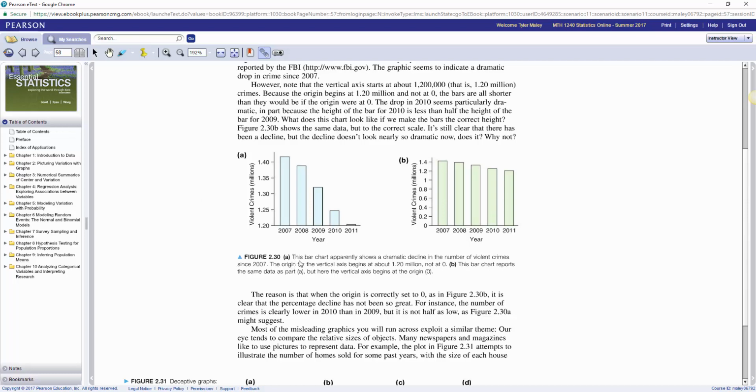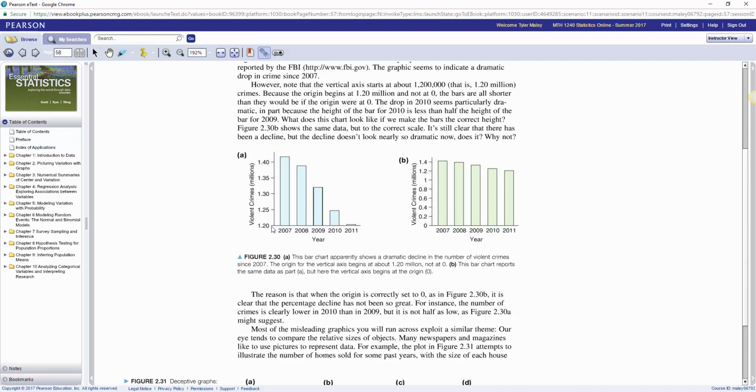So it reads here. A says this bar chart apparently shows a dramatic decline in the number of violent crimes since 2007. The origin for the vertical axis begins at about 1.2 million, not at 0. So one thing you want to notice here at the bottom is that we have 1.20 starting there, then going up by 0.05 each time. So changing our vertical axis can make things look more far apart or close together. We can make any values look close or far apart, which means if we want to argue one specific case, we can just change the vertical axis and make that happen.